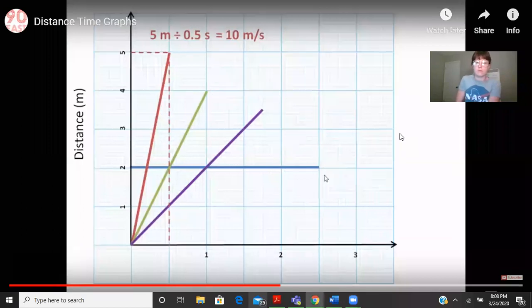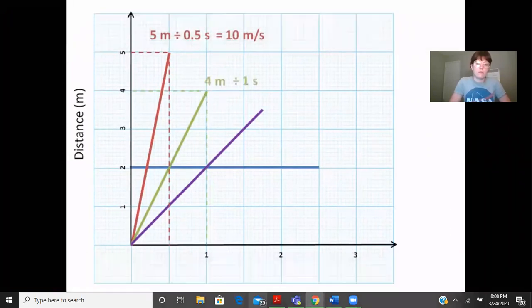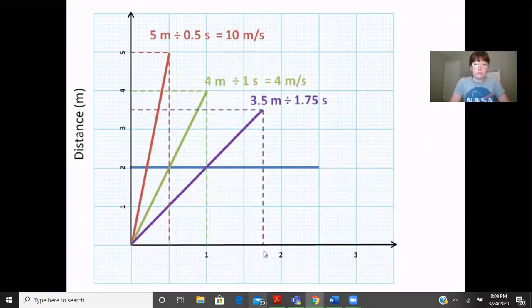Okay, let's get started. Green line, 4 meters, and the time that it took, 1 second. So 4 divided by 1 is 4 meters per second. And again, the next one: the distance traveled is 3.5 meters, and the time that it took is 1.5, another quarter, 1.75 seconds. 3.5 divided by 1.75 meters.